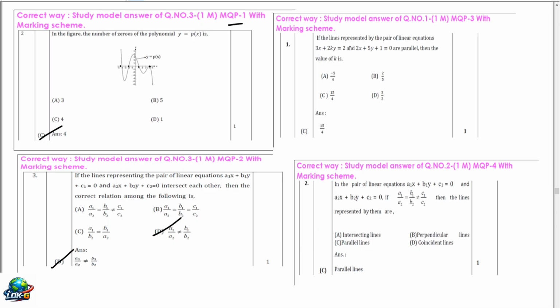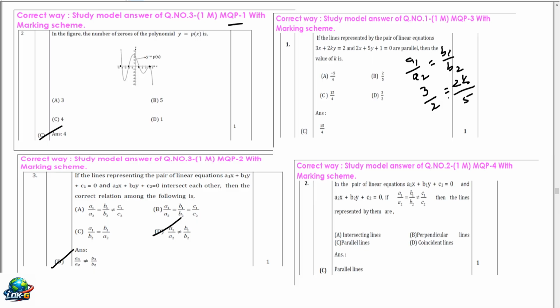MCQs, observe. If the lines represented by the pair of linear equations 3x + 2ky = 2, 2x + 5y + 1 = 0 are parallel. Whenever they are parallel, you know that a1 upon a2 is equal to b1 upon b2. a1 is 3 here, a2 is 2 here, b1 is 2k, and you have b2 is equal to 5.